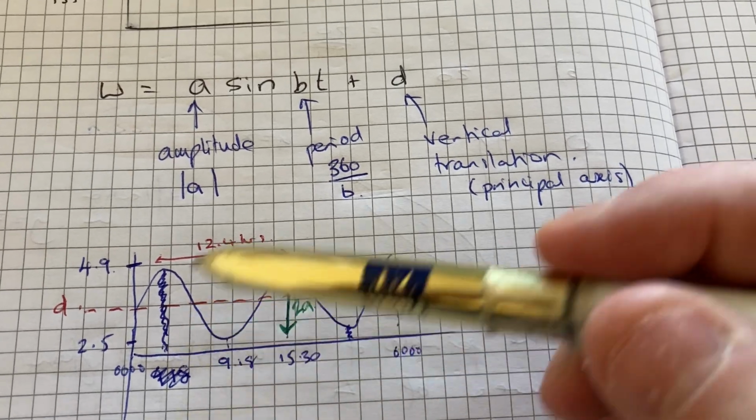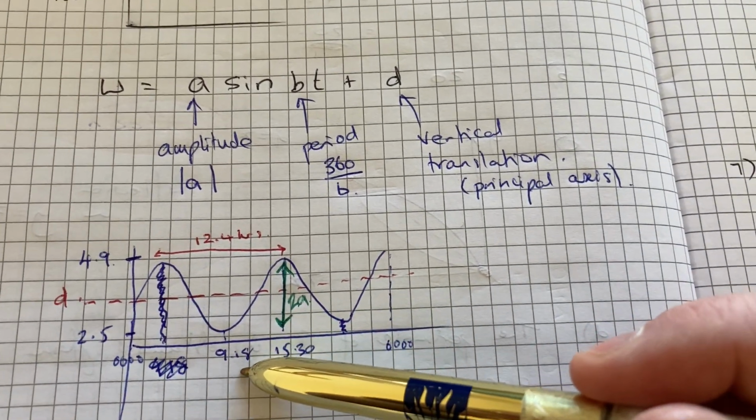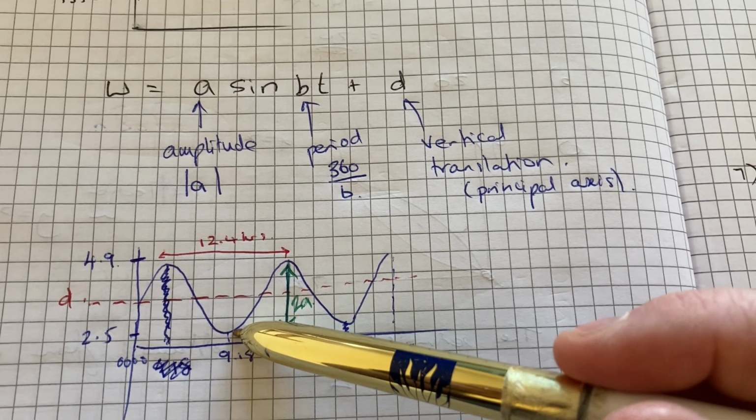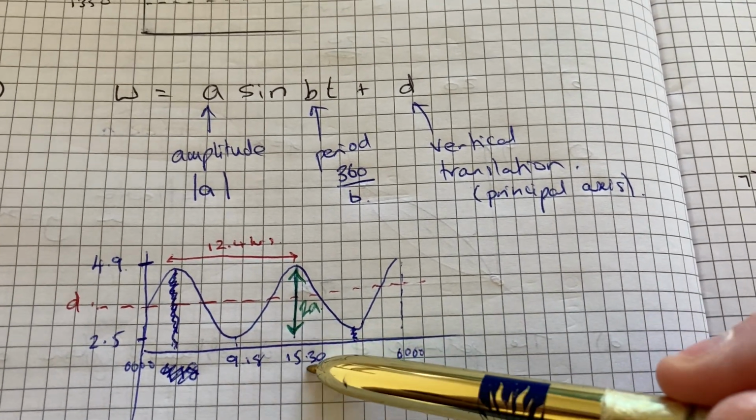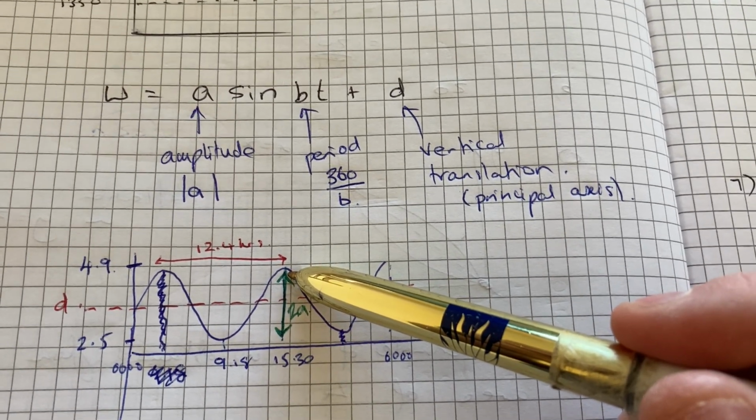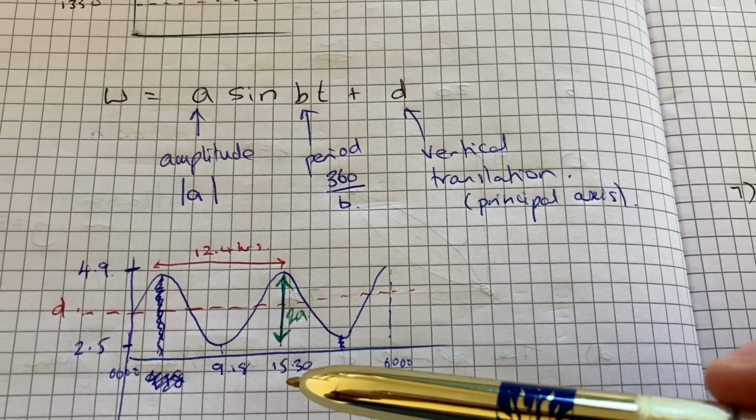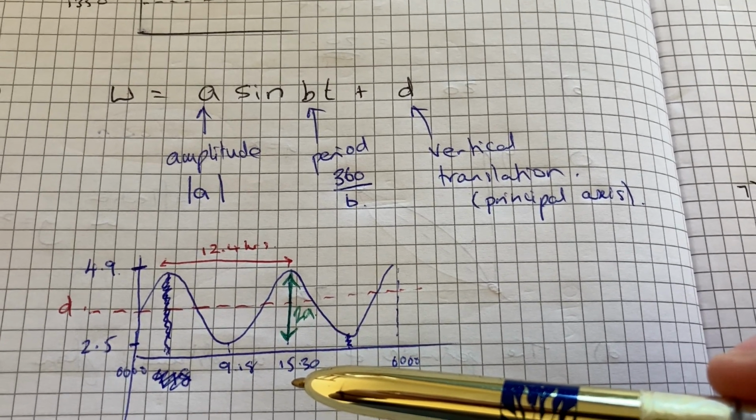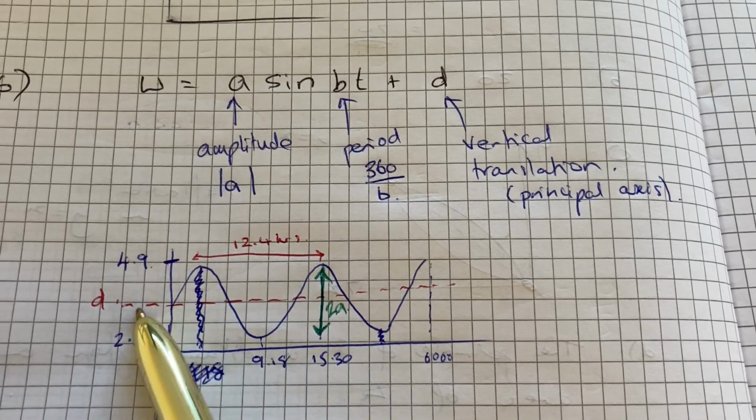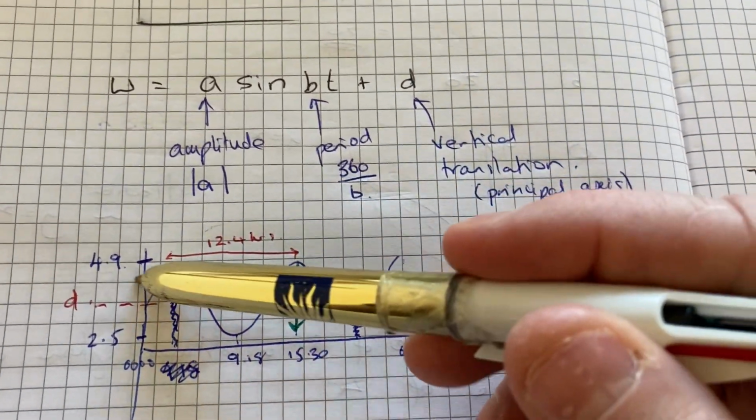Okay, it's a sine wave. A couple of known values that we're given: at 9:18 in the morning, it is 2.5, and at 3:30 in the afternoon, it is 4.9. Okay, so part A is find D.